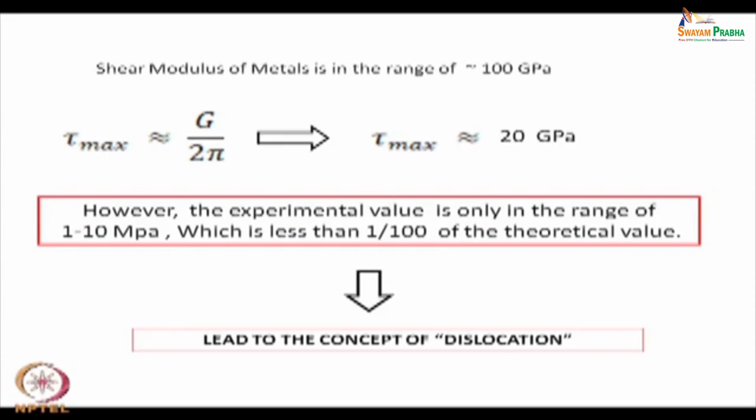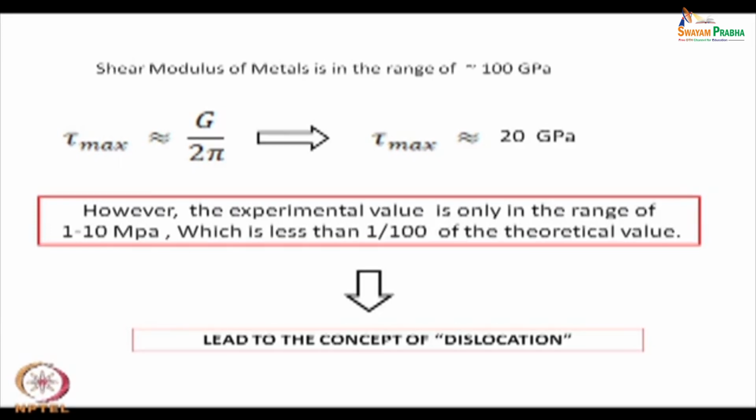However, this is a theoretical value from the atomic structure point of view. If you experimentally try to find out the maximum shear stress needed for the deformation, we find it is much less. It is about 1/100th of what is expected from the theoretical value.